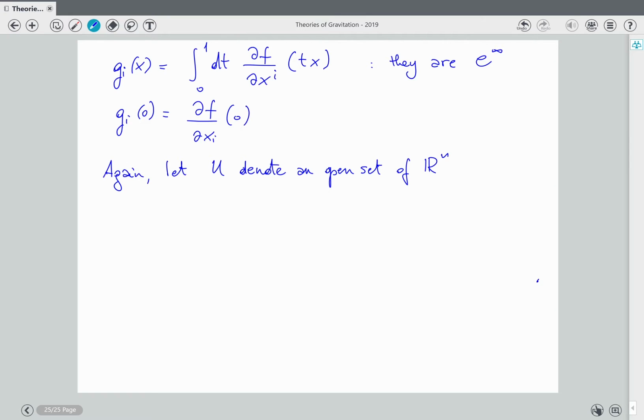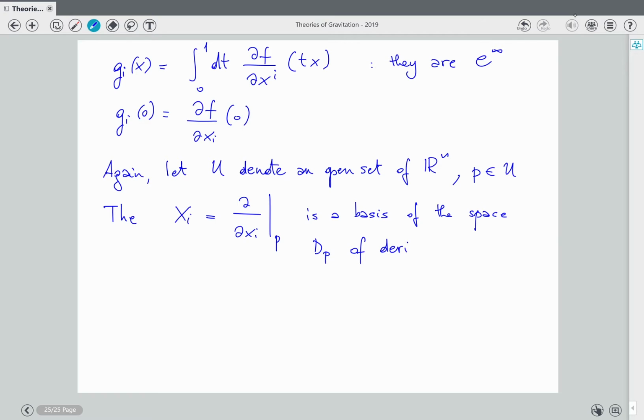So let U denote an open set of Rn and P a point of U. Then we want to show that these objects, capital Xi, which are the partial derivatives with respect to xi, the coordinates of that open set of Rn, calculated in P, are a basis for the space Dp of derivations in P.